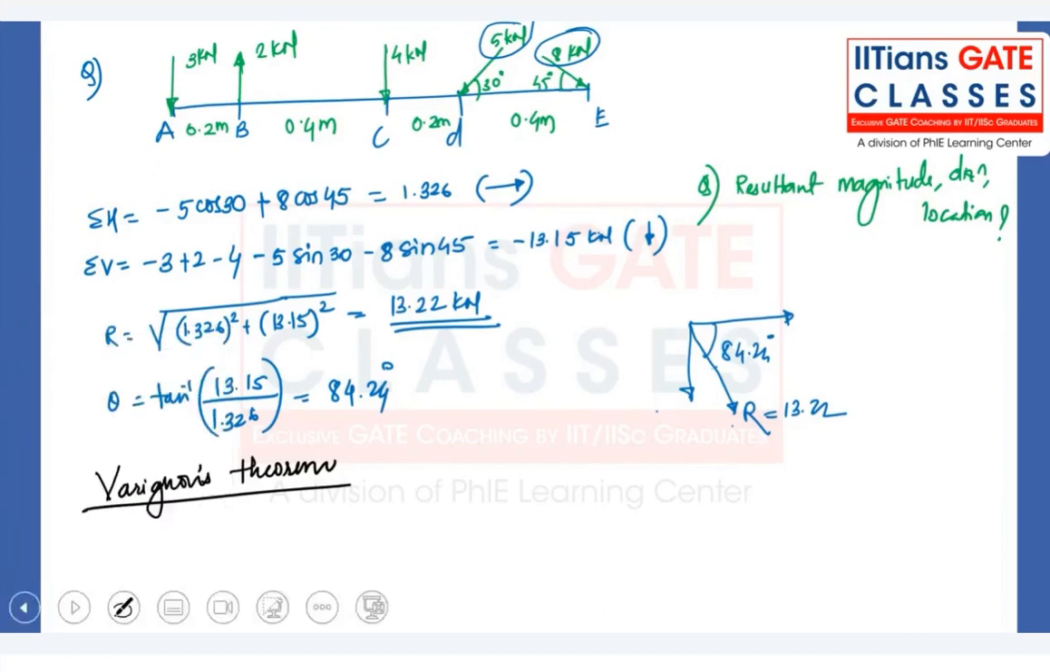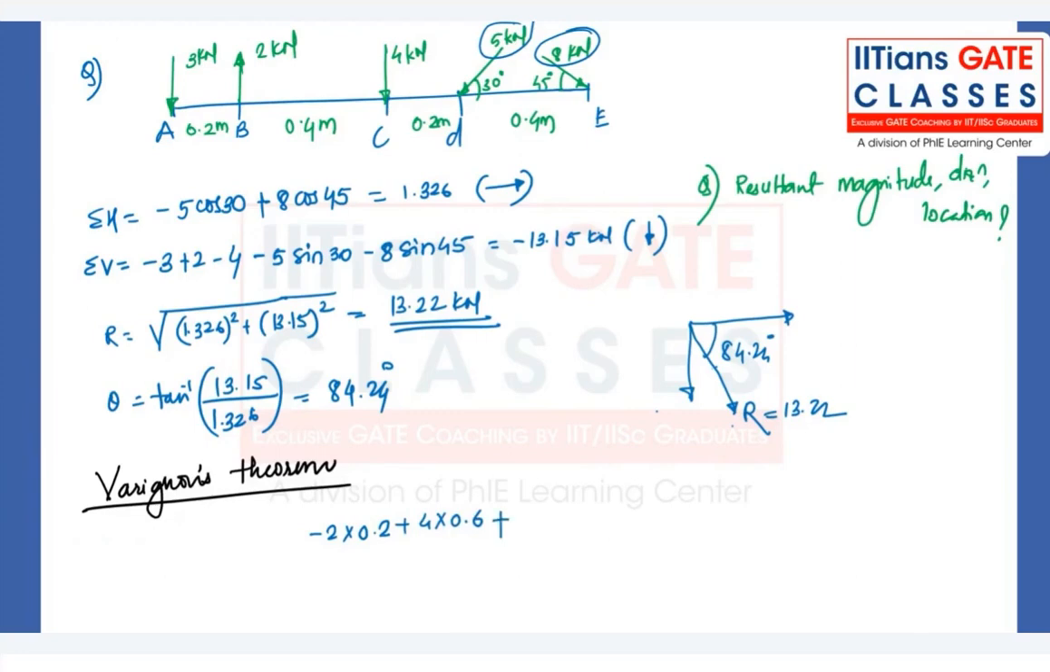So what are the moments generated about A? Can anyone tell me? -2 into 0.2 plus 4 into 0.6. Then the horizontal components of 5 kilonewton and 8 kilonewton will not create any moment, so only the vertical components will create. So 5 kilonewton will create a positive moment, and 8 kilonewton will also create a positive moment.